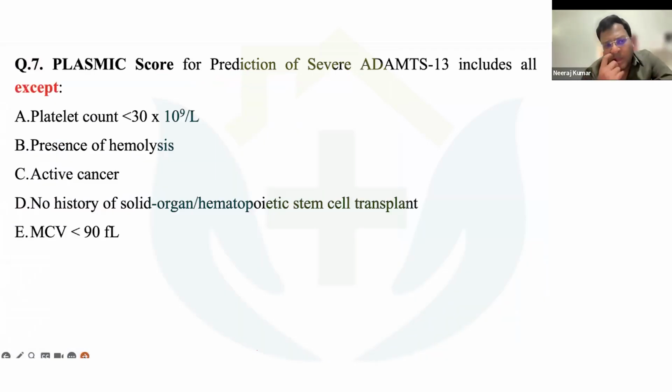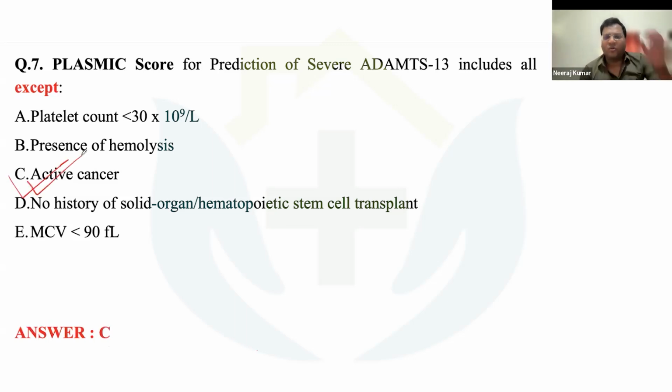Now coming to the PLASMIC score. The PLASMIC score is for prediction of ADAMTS13 deficiency, which includes all except. I have asked only a one-liner: all of the following are components of the PLASMIC score except, which is not a part of the PLASMIC score. So if you look at this PLASMIC score, how does it help in the diagnosis of severe ADAMTS13 deficiency? Oh, okay, I think you have picked it right. Many of you have picked right. So no active cancer needs to be there. Here, active cancer is not a part of the PLASMIC score. So I think many of you have marked it right.